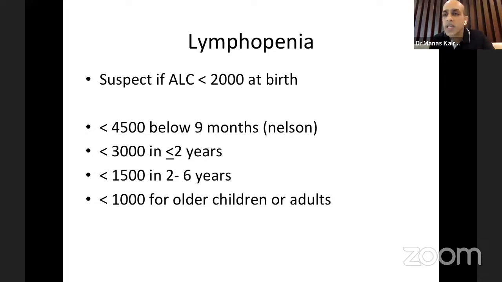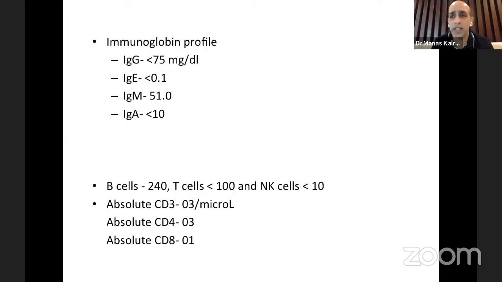Now, Nelson gives us these ranges for the normal lymphocyte count at each age, and you can take a picture. It is available in Nelson, so you can refer to that. When we evaluated this patient in detail, we found that the child had SCID, severe combined immunodeficiency. And just by looking at the lymphopenia, we had something going on in our mind.